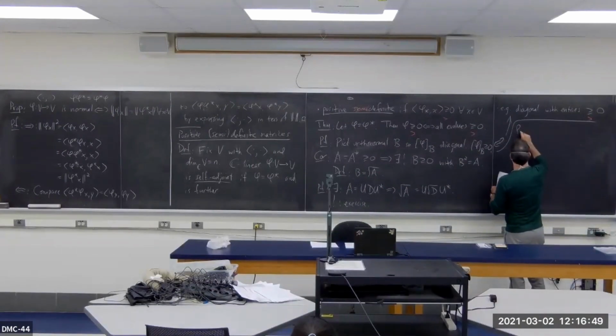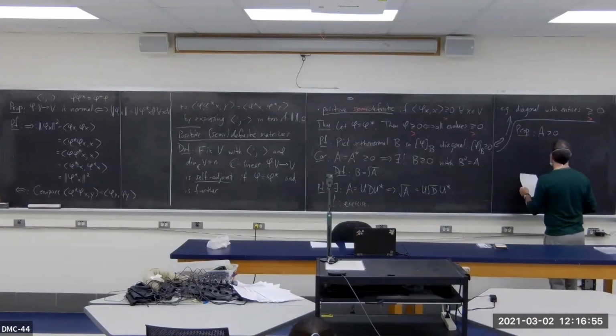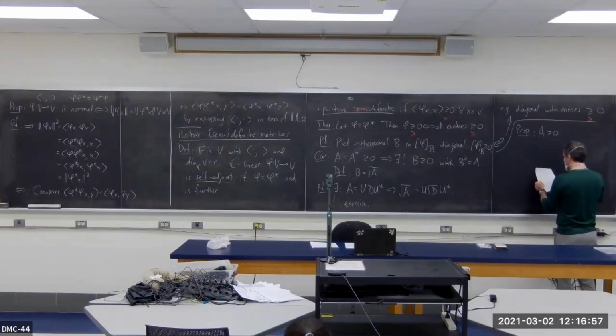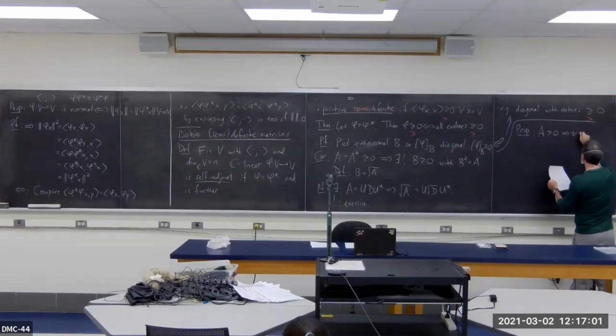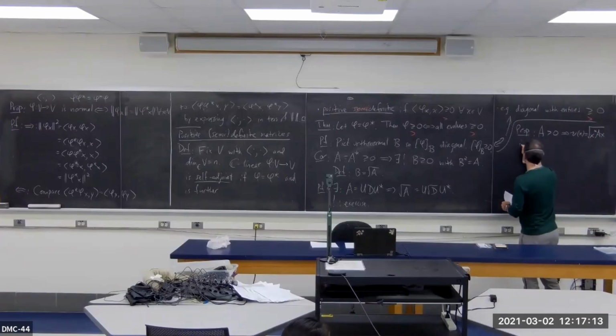Here's a proposition. It says that if A is positive definite, not positive semi-definite, but positive definite, then if I take nu of x to be the square root of x star A x, I claim that that is a norm.